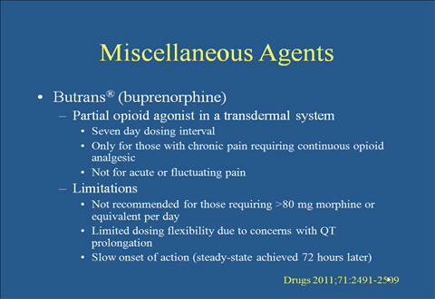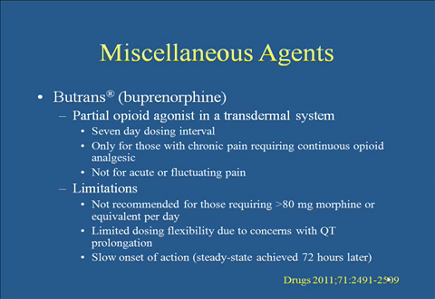Buprenorphine is not a new drug. It's a partial opioid agonist, but there is a newer product out there called Butrans, which is a transdermal system of buprenorphine. And this one, again, is similar to fentanyl in a way in that it's designed for those with chronic pain. It's a 7-day dosing interval, so people put on a patch, and a week later they take the patch off and put a different patch on, not in the same spot, of course. But it's only for those with chronic pain requiring continuous opioid analgesic, not for acute or fluctuating pain.